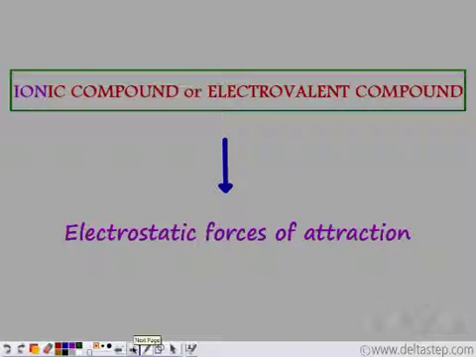Why do we call it ionic compound? Because the formation of ionic compound involves the formation of ions. As we had seen in case of NaCl, it forms Na+ and Cl-. Since it involves the formation of ions, such compounds are known as ionic or electrovalent compounds. And the forces holding the ions together are the electrostatic forces of attraction. These strong electrostatic forces of attraction hold the ions together, and this is how we get the ionic compound or the electrovalent compound.